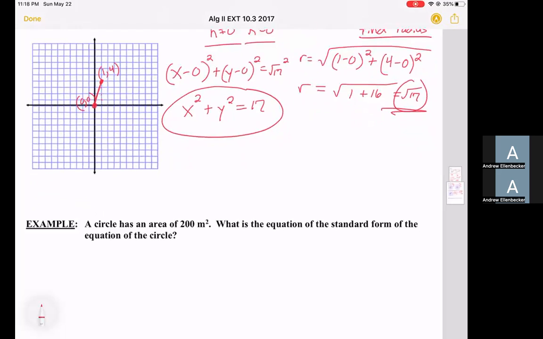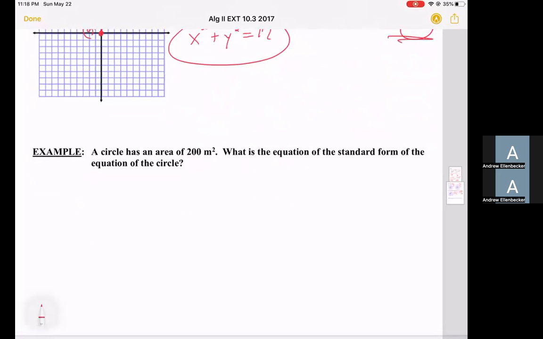And then on to the last one where it says a circle has an area of 200 meters squared. What is the standard form of the equation of the circle? So we want to write an equation of the circle just like we did the past few. But now we have to use the area formula for a circle. So area of a circle is pi r squared. So that means 200 equals pi r squared. And we're doing this to find out what the radius is. So we can plug this in to our equation.